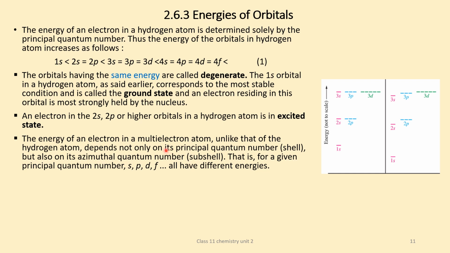The energy of an electron in a multi-electron atom, unlike that of the hydrogen atom, depends not only on the principal quantum number, the shell, but also on the azimuthal quantum number, the subshell. That is, for a given principal quantum number n, s, p, d, f will have different energies.